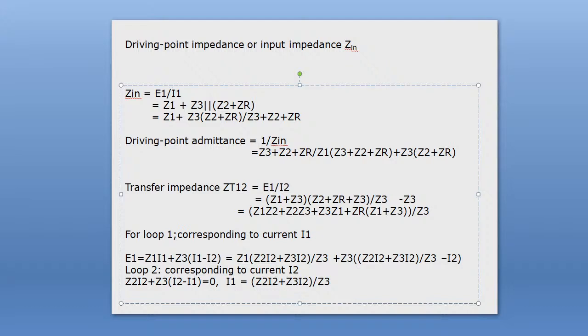So now you have a good concept. What are the significance and importance of these quantities, driving point impedance as well as transfer impedance and admittance, and how do you derive the expression or value for these parameters for a given circuit.